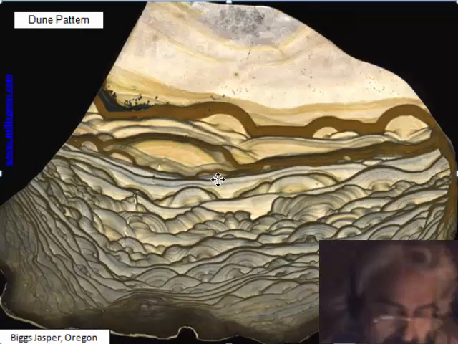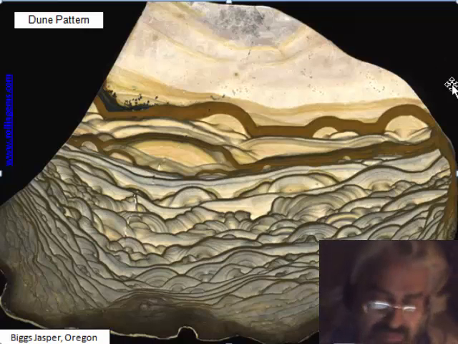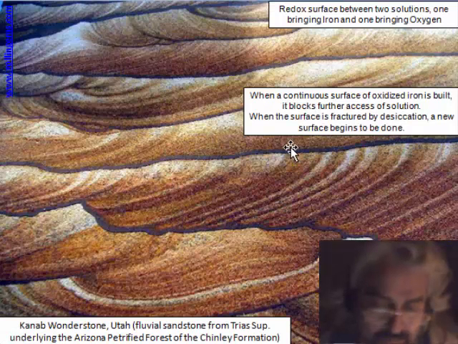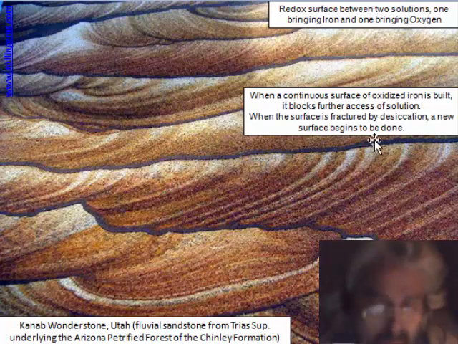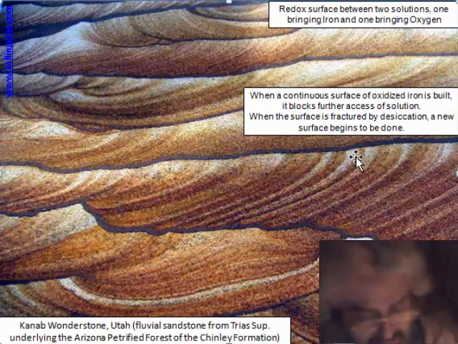This is another example of Biggs Jasper, one of the best for the dune pattern. For this reason it is very used by lapidaries and by cutters, because it is what is called a landscape jasper. So the dune pattern that is typical of this group of jasper is not exclusive of jasper. This pattern is common in porous rocks.